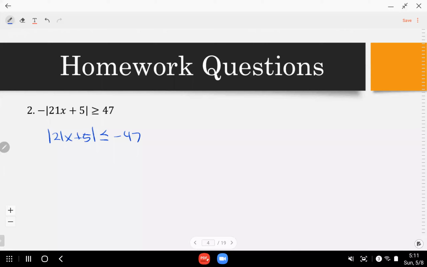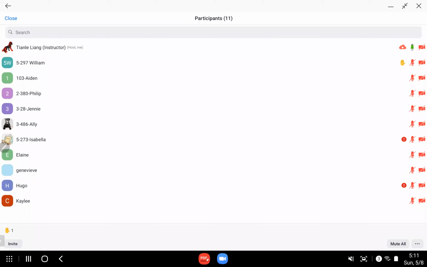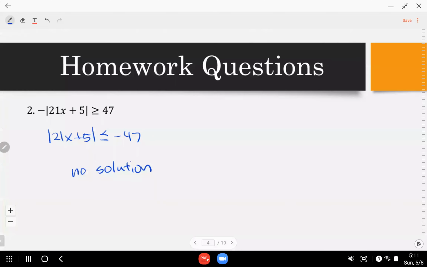So how do we get this no solution? This looks normal, right? Kind of. We have the absolute value, it's less than something, so we can go on with it, right? But that's not the case. It is no solution. So who can tell us why it's no solution? All right, William, why is it no solution?